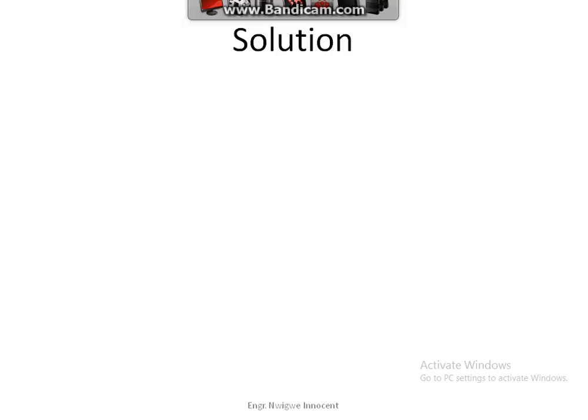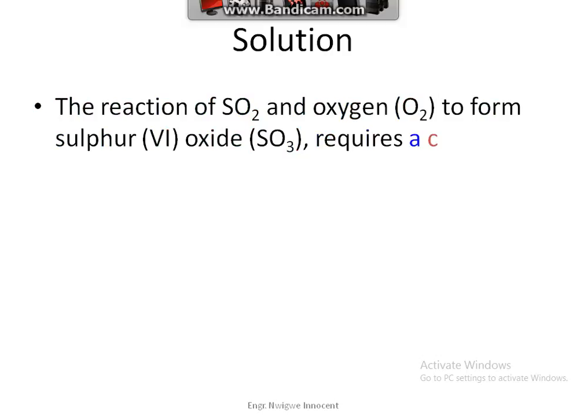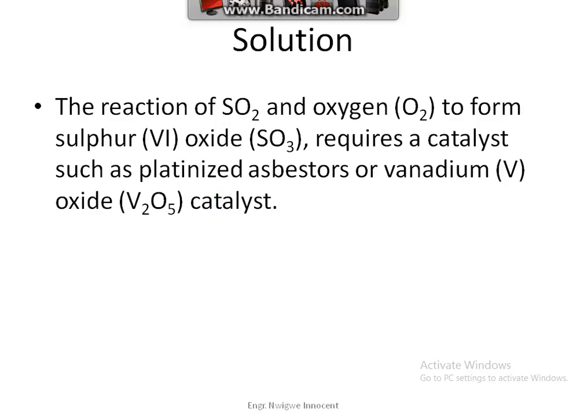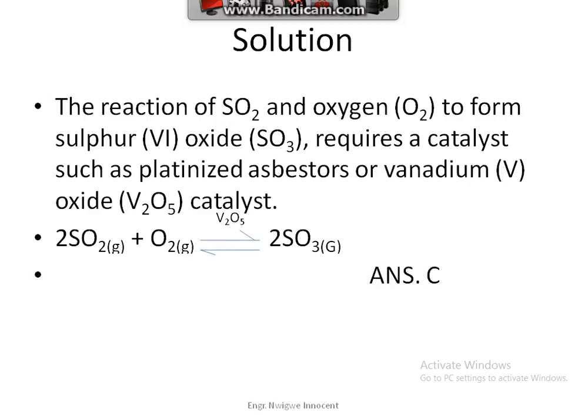Solution. The reaction of sulfur 4 oxide and oxygen to form sulfur 6 oxide requires a catalyst such as platinized asbestos or vanadium 5 oxide, V2O5 catalyst. There's 2 moles of sulfur 4 oxide plus 1 mole of oxygen gas to give, under a catalyst of platinum or vanadium oxide, 2 moles of sulfur 6 oxide gas. Answer is C.